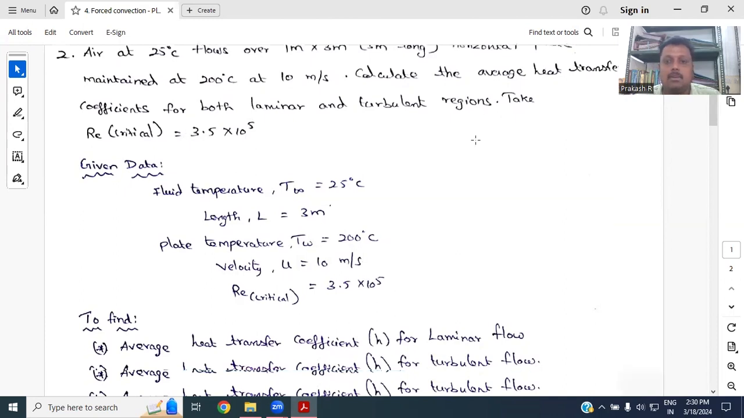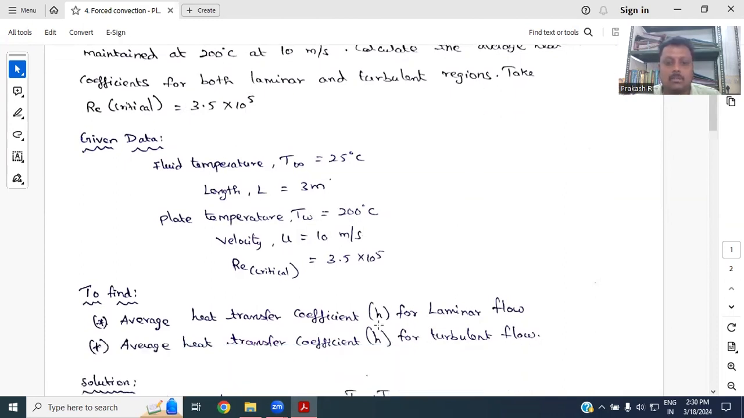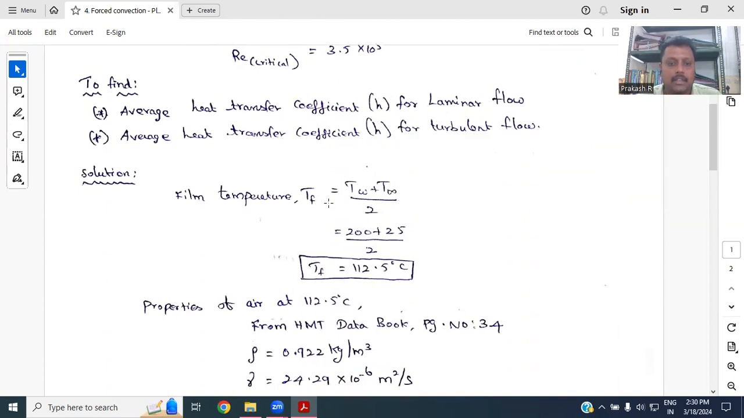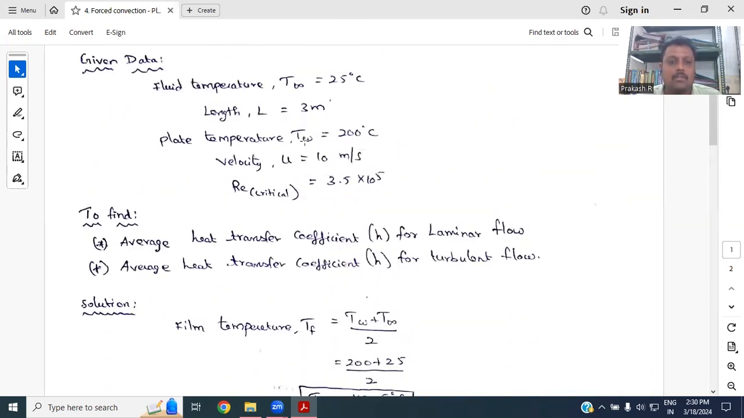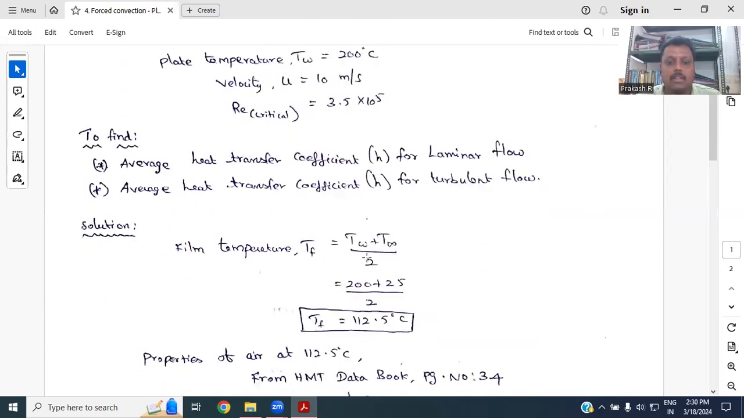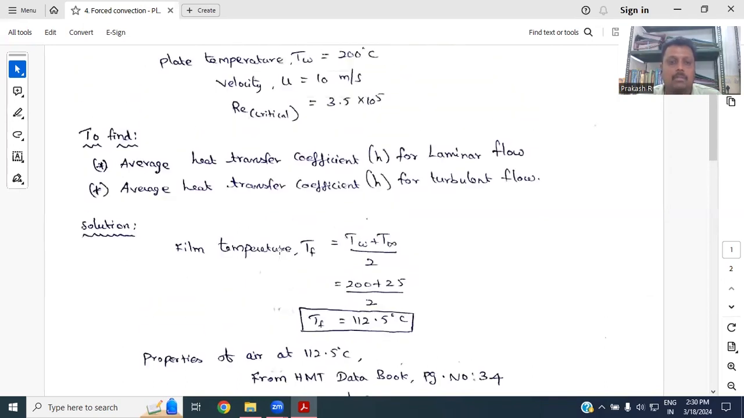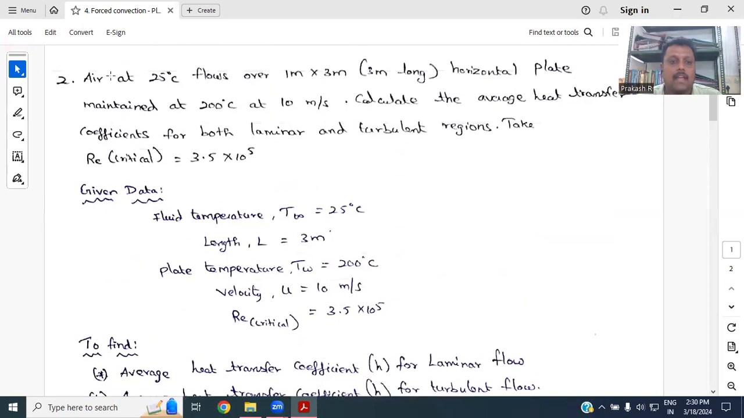for laminar and turbulent. The average heat transfer coefficient is denoted by h. Therefore, the h for laminar and turbulent we need to solve. For all problems, we need to find the Tf value, that is the film temperature, the average of the wall temperature and fluid temperature. Therefore, (TW plus T infinity) divided by 2 is (200 plus 25) divided by 2, which is 112.5 degrees Celsius.